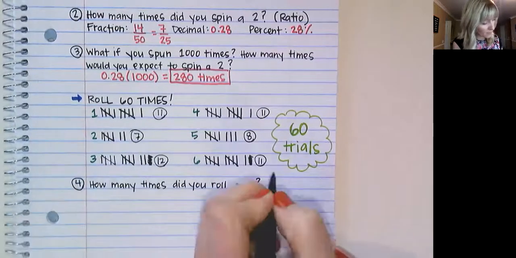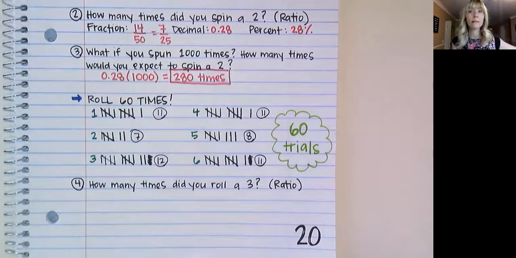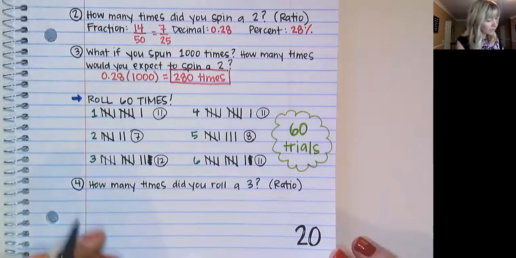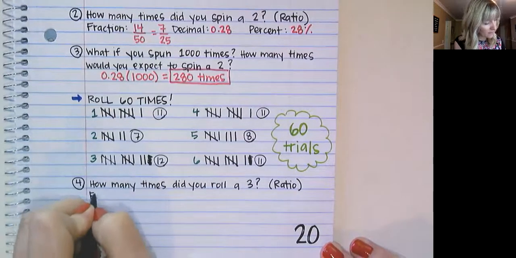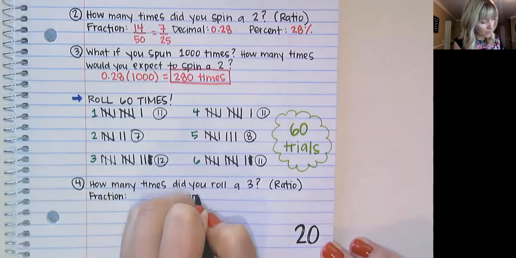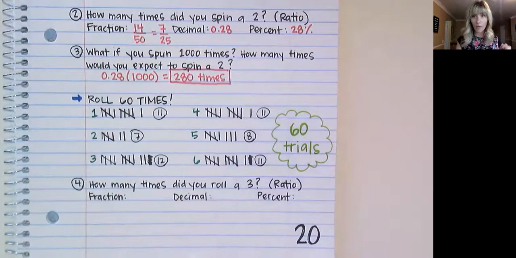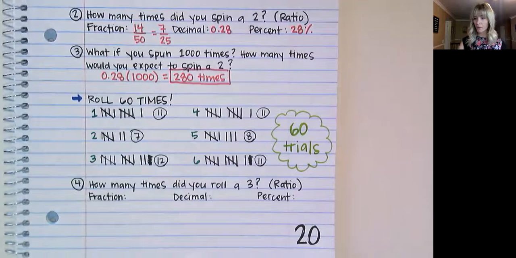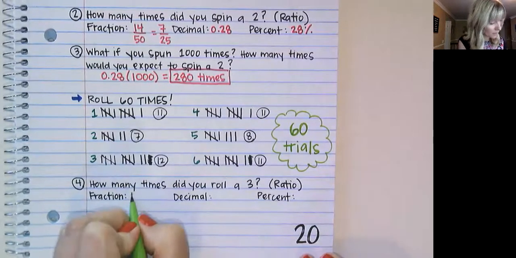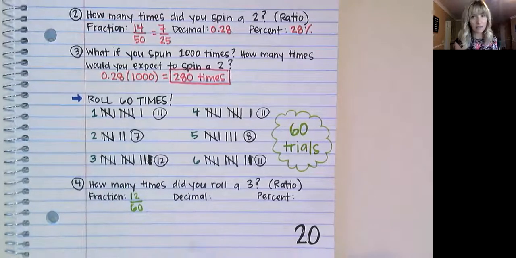But again, we're going to focus on this answer not just as a frequency, 12 times, but 12 out of what? Because how many times you run the experiment will drastically change what that frequency means. So how many times did you roll a 3? Let's tell ourselves what that is as a fraction. Then let's tell ourselves what that is as a decimal. And of course, what that is as a percent. Okay, so how many times did we roll a 3? We rolled a 3 12 times. Again, your number here might be different, but 12 out of what? 12 out of 60. That's really important.